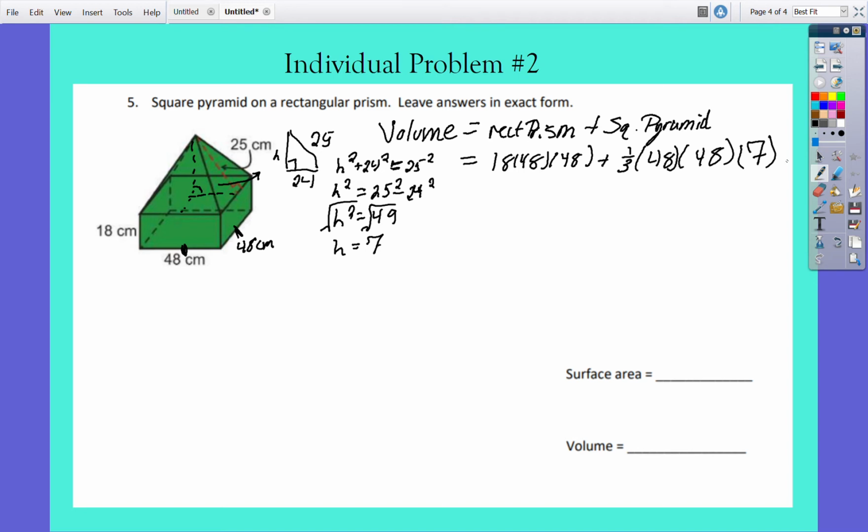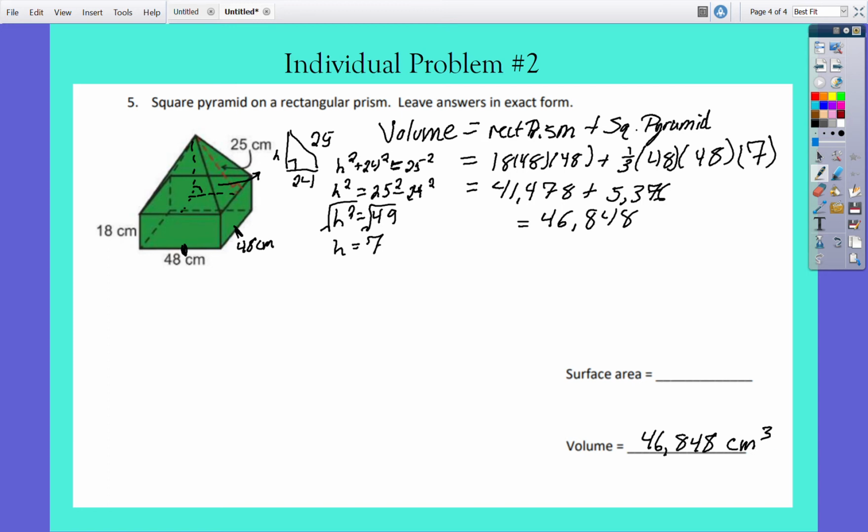So now we can go ahead and start plugging all of this in and get what we need. If we just look at the rectangular prism, we'd get 41,478 plus the square pyramid, which would be 5,376. Add both of those together, we get 46,848. So that is our volume. 46,848 centimeters cubed. There is our volume.